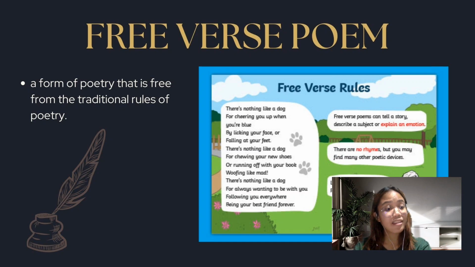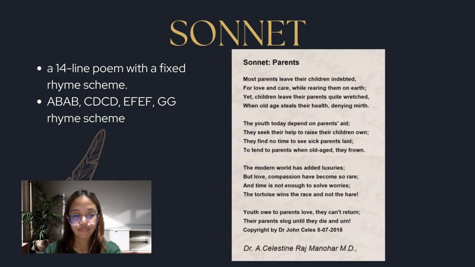Next, I think this is the last, we have sonnet. There are two classifications of sonnet. We have the Italian and the English. And since we're in English class, we will be focusing more on the English sonnet, which is most commonly known as Shakespearean sonnet. It is a 14-line poem with a fixed rhyme scheme. This rhyme scheme is A, B, A, B, C, D, C, D, E, F, E, F, and G, G. So let's look at the example here.